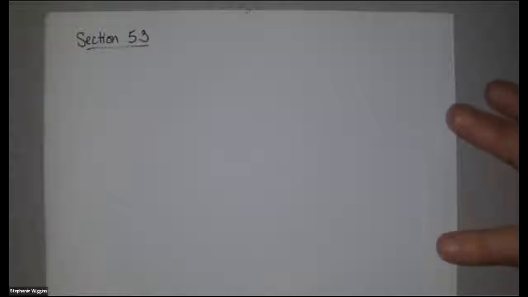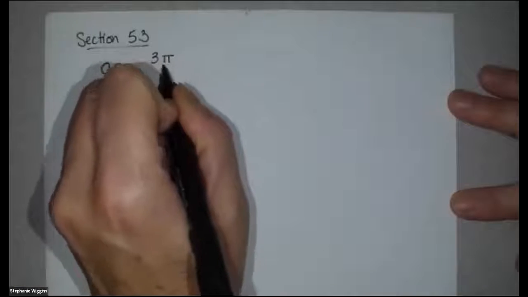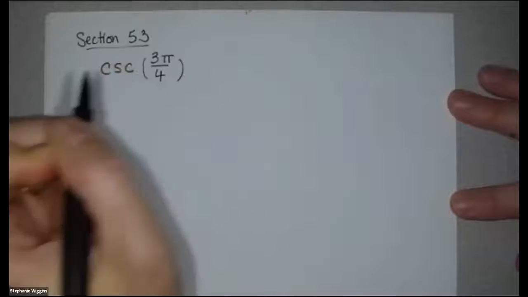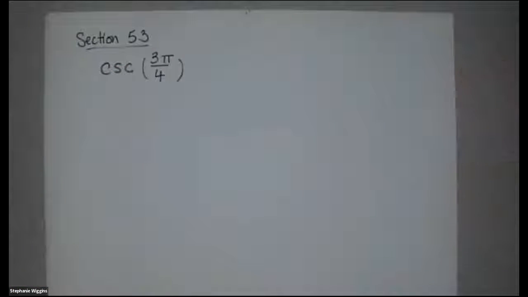You're asked to calculate the trig function for some angles. So in this example, we're going to do cosecant of 3 pi over 4. Now, you can do this on your calculator and get the answer very quickly, but the instructions say to do it without a calculator. And you may be asking, why would we want to do that?